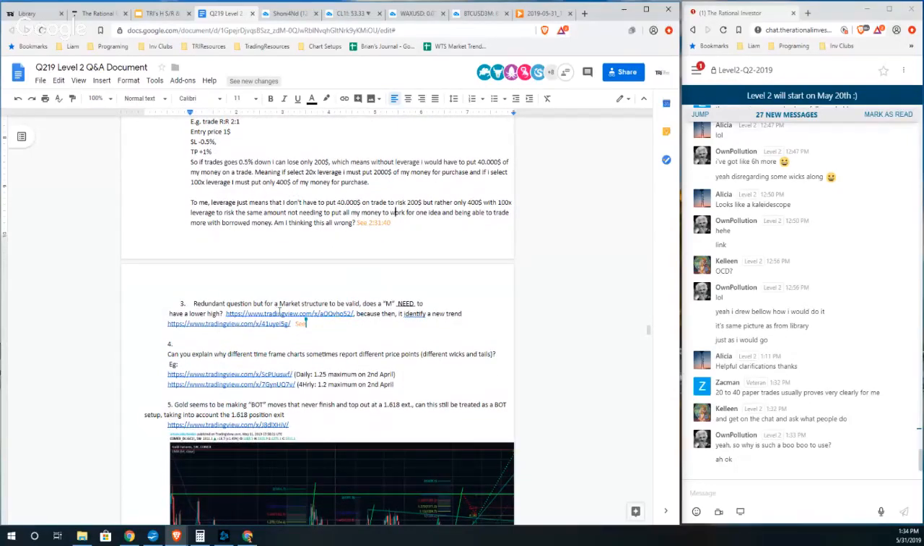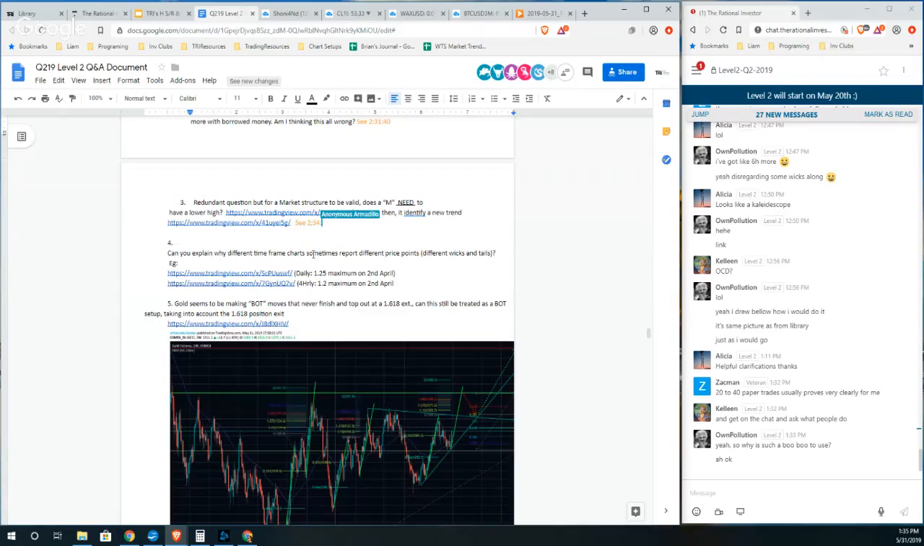Number 3, redundant question, but for a market structure to be valid, does an M need to have a lower high? Well, the right-hand side of the M must be lower than the left-hand side. And then conversely for the W's, the right-hand side of the W must be higher than the left-hand side.